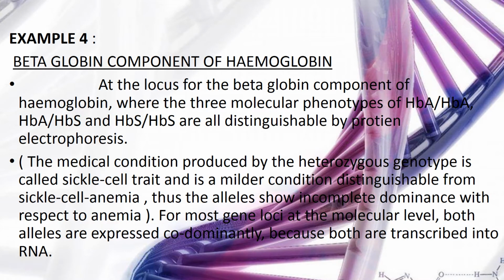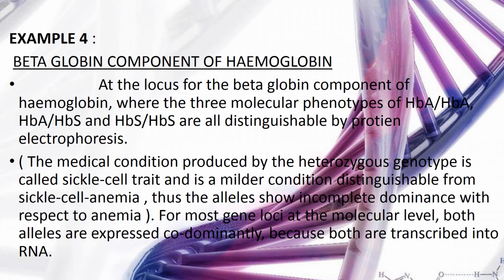Before starting example 4, please focus on the capital letter and the small letter. Beta globin component of hemoglobin. At the locus for the beta globin component of hemoglobin, the three molecular phenotypes of HBA/HBA, HBA/HBS and HBS/HBS are all distinguishable by protein electrophoresis.